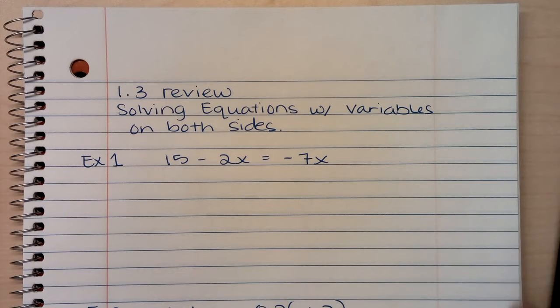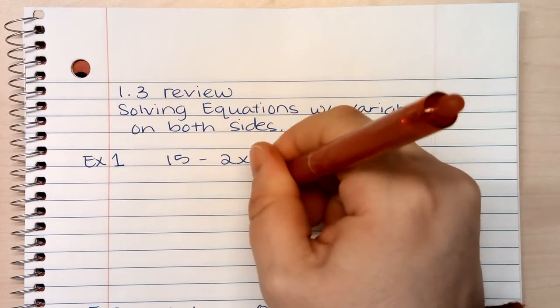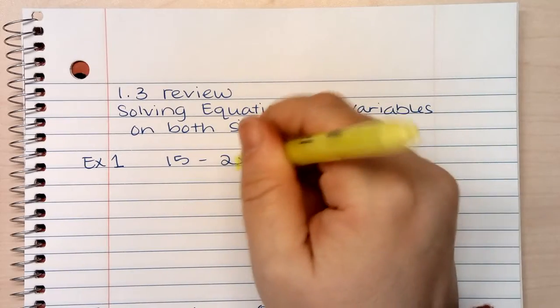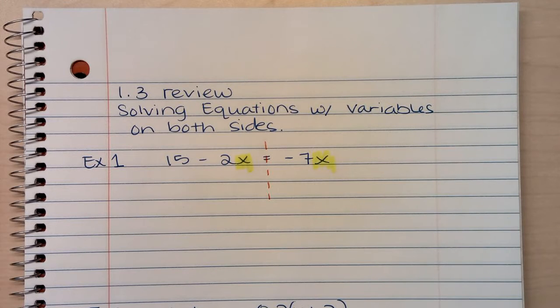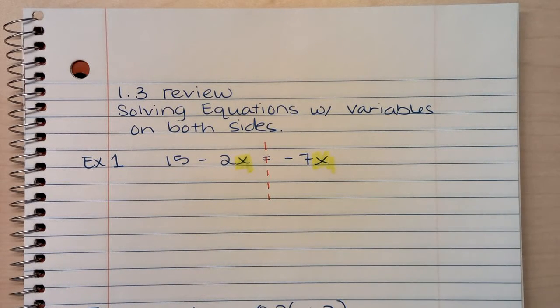Review solving equations with variables on both sides. What that means is if we look at our left and right side of the equation, we see that we have an x here and an x here. We need our x's on either the left or the right side. We don't want them on both sides. So we need to move the variables.